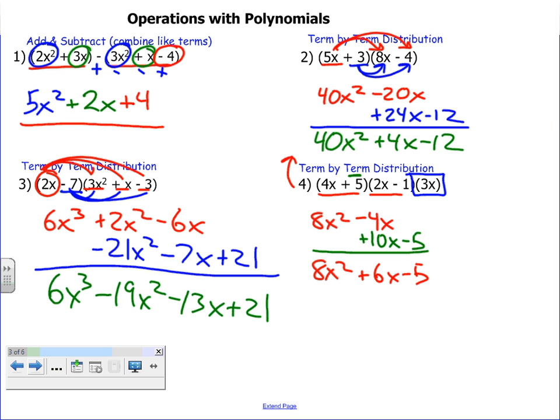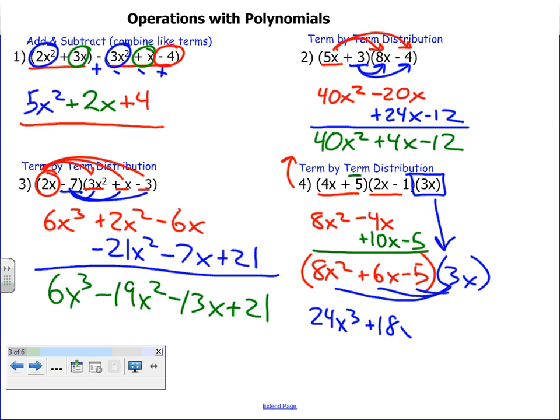Okay. Now, we can't forget about the 3x. So I'm just going to copy that down at the end, and now distribute that from the back. So first term, second term, third term. So we have 24x cubed plus 18x squared minus 15x. And again, that is our final polynomial for that expression. Okay. So here we have 4 examples: adding, subtracting, multiplying 2 binomials, a binomial times a trinomial, and number 4 is a binomial times a monomial. Okay. So those are 4 different types of problems we need to be familiar with.